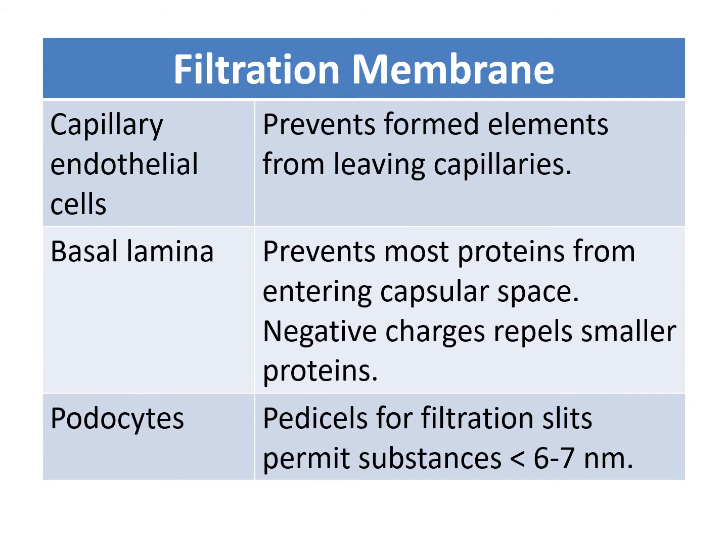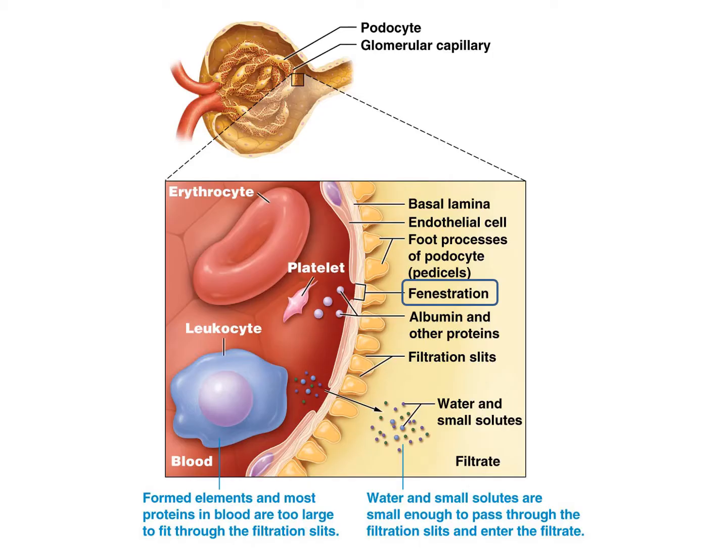The charges on the protein fibers in the basal lamina repel smaller proteins. And the podocytes have these foot processes called pedicels that form the filtration slits that permit substances smaller than 67 nanometers. So these are the 3 layers of the filtration membrane. And we see here the fenestrations of the endothelial cells, much smaller than the blood cells.